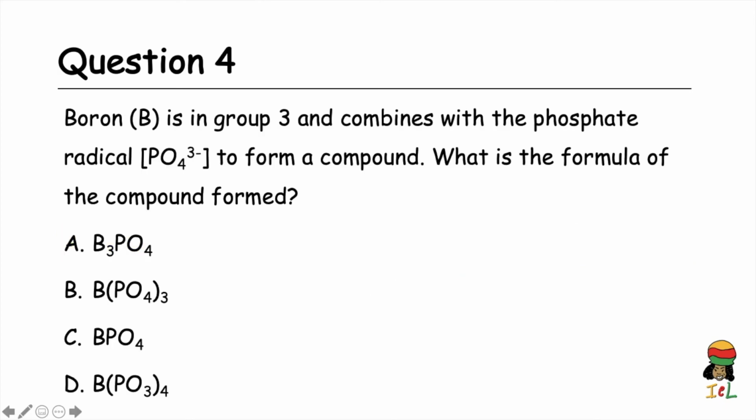Question 4. Boron B is in group 3 and combines with the phosphate radical PO4 3- to form a compound. What is the formula of the compound formed? A. B3PO4, B. B(PO4)3, C. BPO4, D. B(PO3)4. The answer is C. BPO4. Take a look to the right of the screen and you'll see how we arrived at our answer.